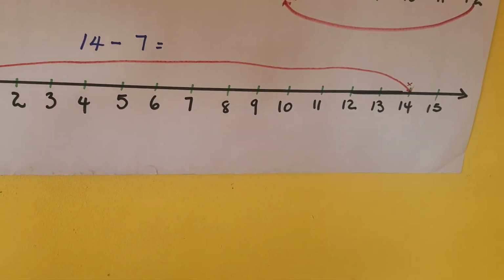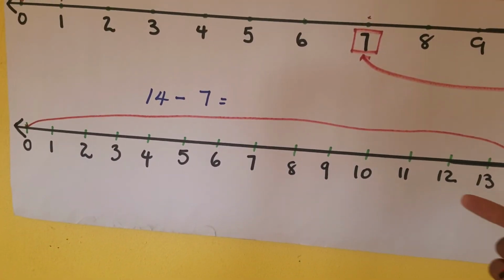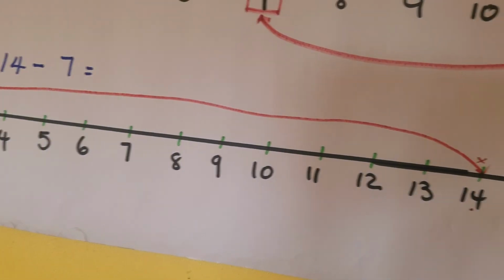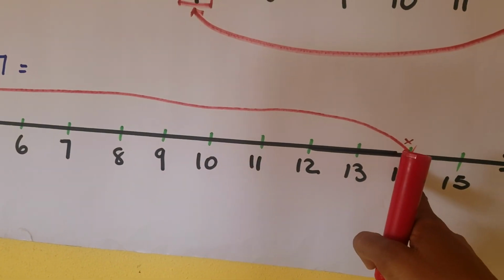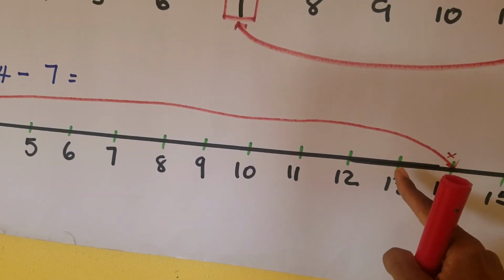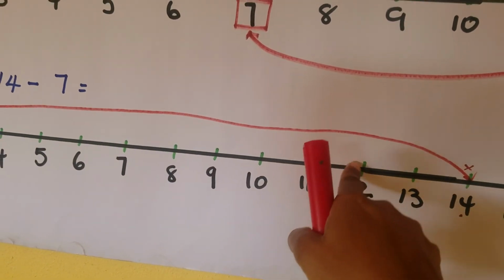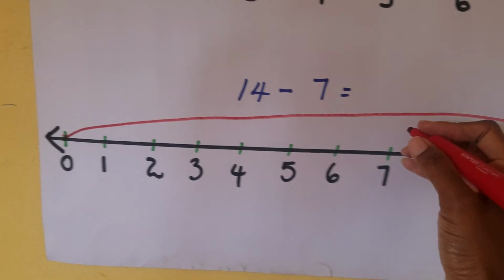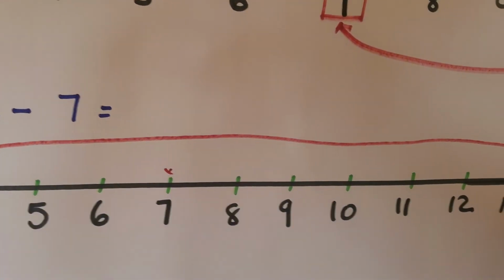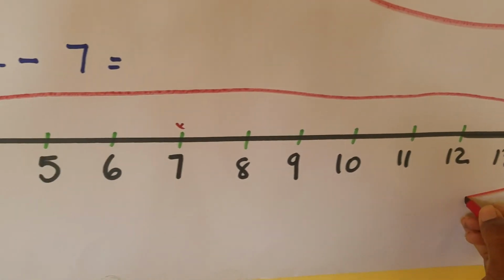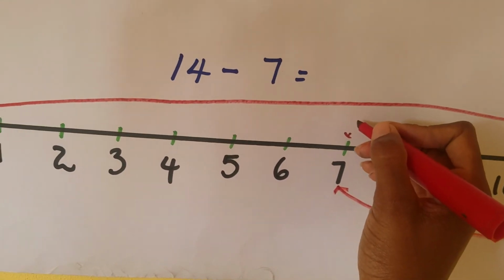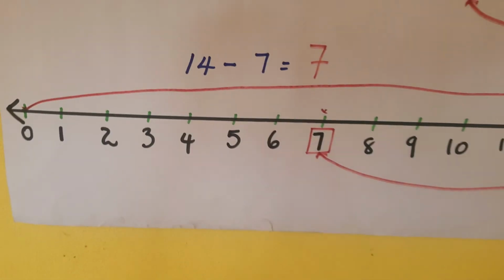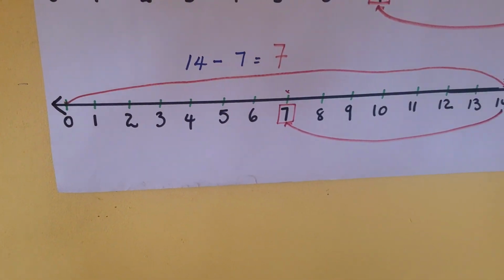Right, so now we're at 14 and we want to take 7. So we're going to go back to the left. So don't count the 14. Don't count the stroke that's at 14. We count the ones in front, 7 of them. 1, 2, 3, 4, 5, 6, 7. This is where we are now. So we go back to 14 and we jump to 7. So our answer is 7. So 14 minus 7 is equal to 7.